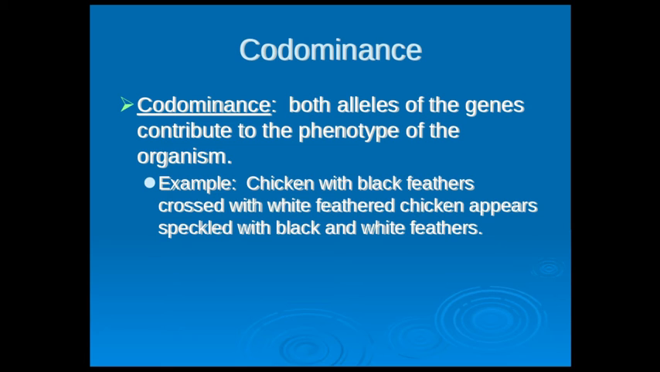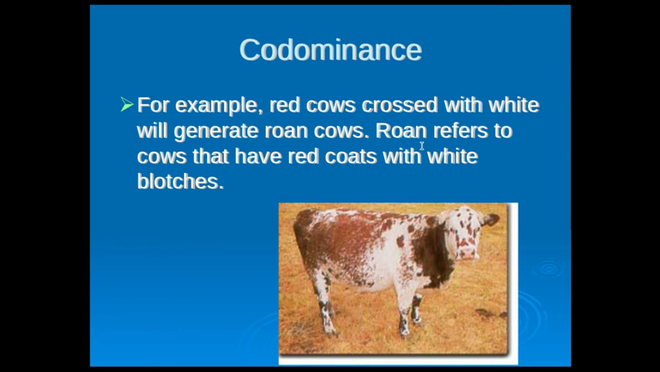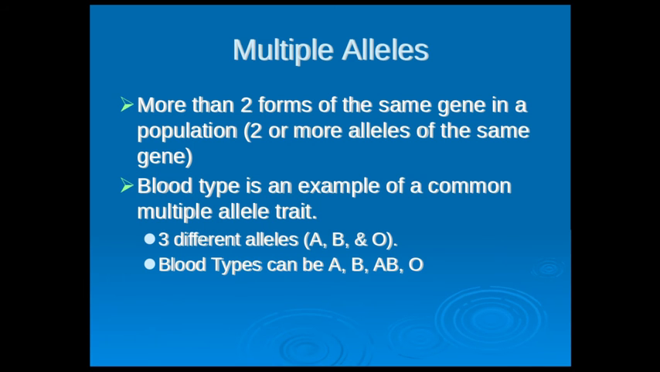So incomplete dominance, they blend because neither one's a leader. Neither one is completely dominant. In codominance, they're both dominant. So they're both showing, okay? So an example would be red cows crossed with white cows generate something called roan cows, and this is roan right here. And roan refers to, you have coats that are red and white with blotches everywhere on there, okay? All right, so that's how you do those two.